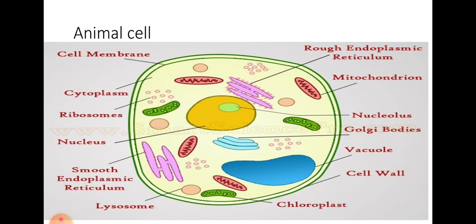Now, this is all about our first chapter, nutrition in plants. At last, we only discussed the basics of plant cell and animal cell. So, this is all about nutrition in plants.